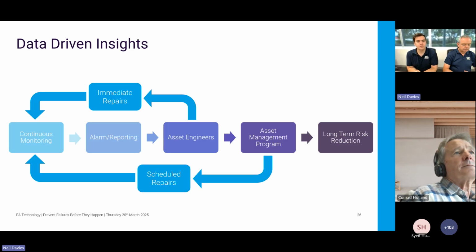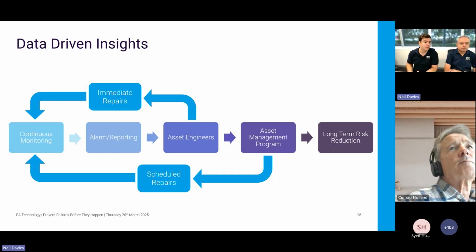This is the general workflow that we tend to work through with the companies that we do the monitoring with. It all starts with the installation of the continuous monitoring. The data is there. A lot of these companies will handle all that analysis and the alarming in-house, but we will also handle a lot of it for them. So if any alarms are sent through, it's immediate. Otherwise, it's reports and analysis, and all of that will go through to the asset engineers.